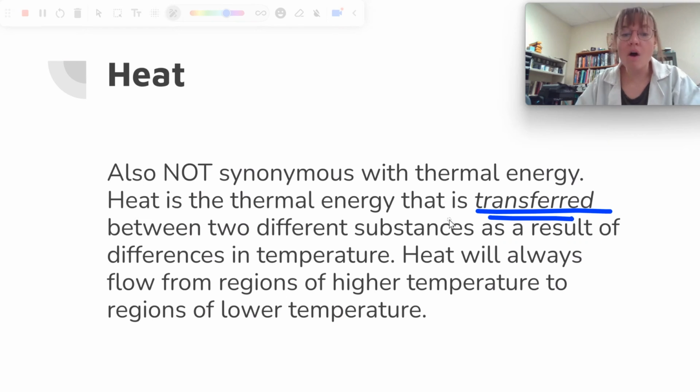Heat will always move from regions of higher temperature to regions of lower temperature. Heat does not necessarily go from a place of higher thermal energy to a place of lower thermal energy. You know this because an iceberg actually has more thermal energy than you do. But if you put your hand up against an iceberg, heat will leave your hand and go into the iceberg, because it goes from high temperature to low temperature. It will not go from high thermal energy to low thermal energy.